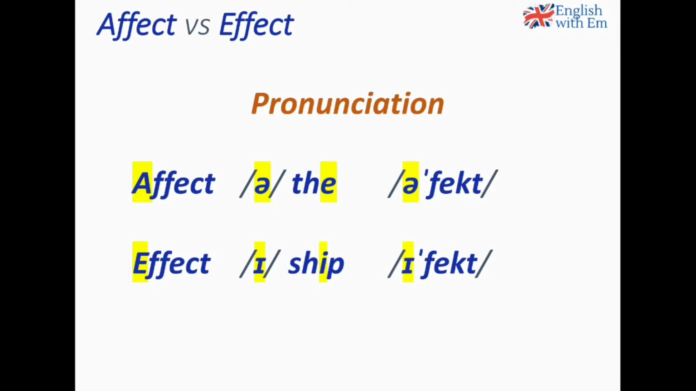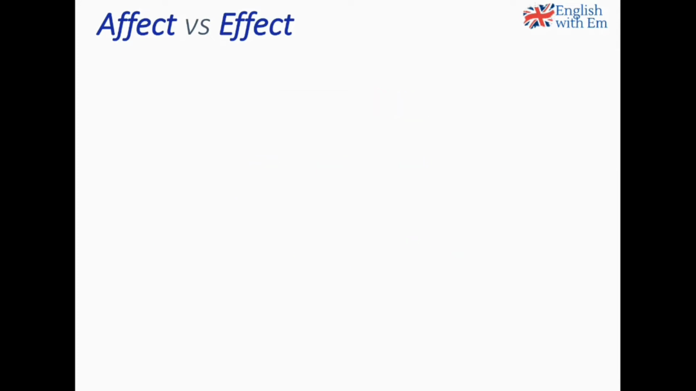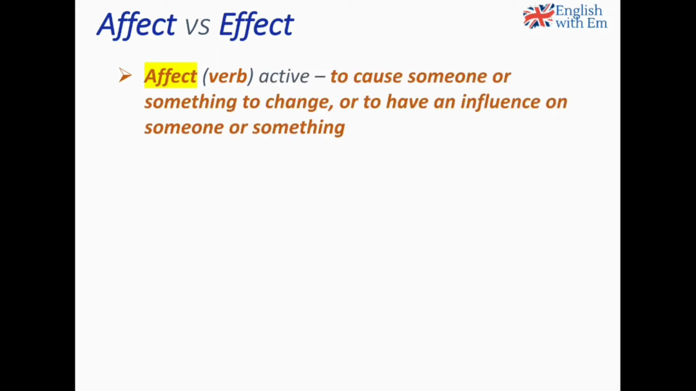Now let's move on to the difference in meaning. We'll start with affect with A. This is a verb. When I was making this video, I was thinking of examples and I realized that we often use affect in a passive way. So we're going to look at both active and passive examples. Starting with the active, to cause someone or something to change, or to have an influence on someone or something.